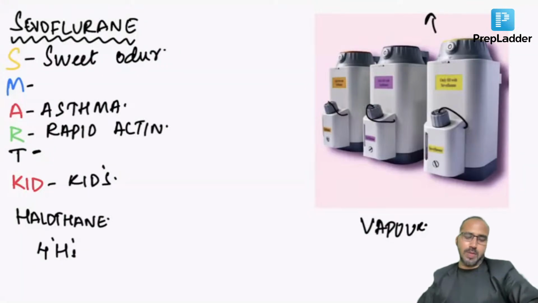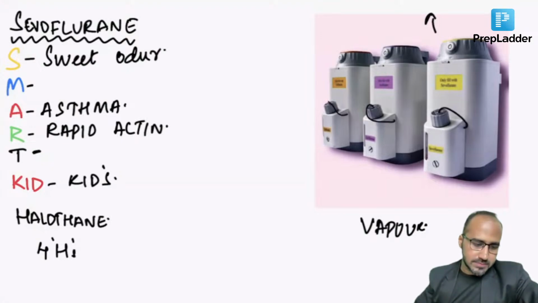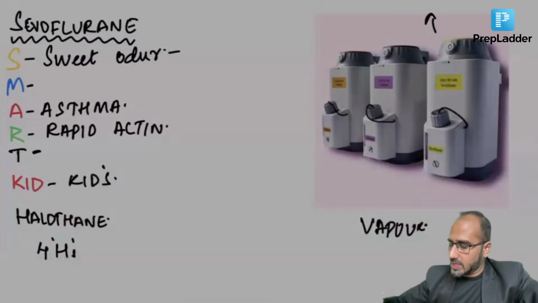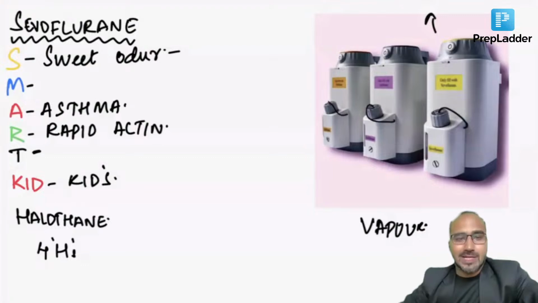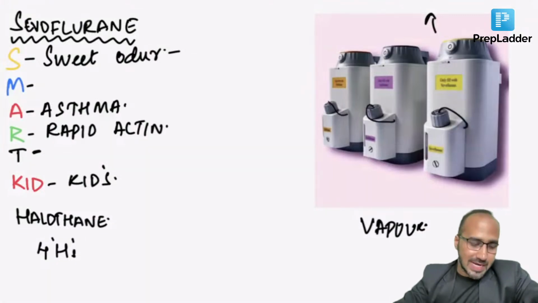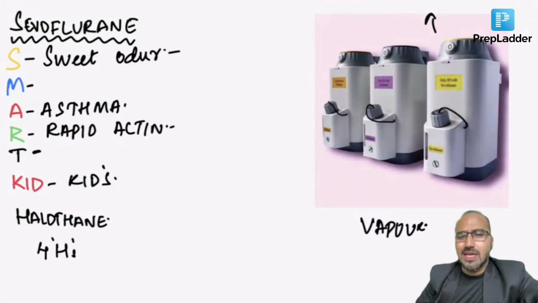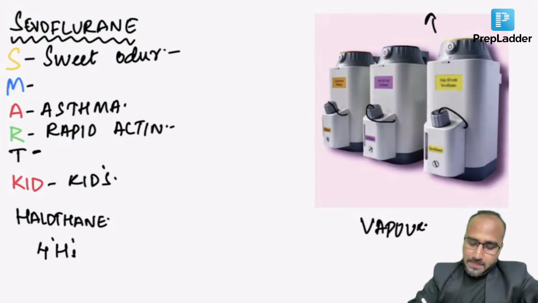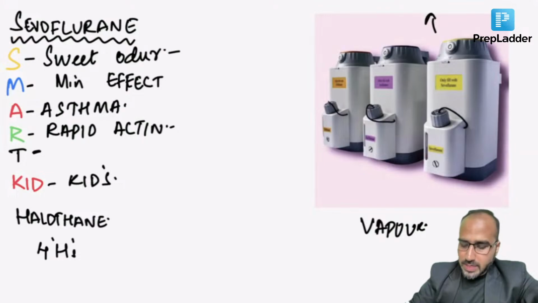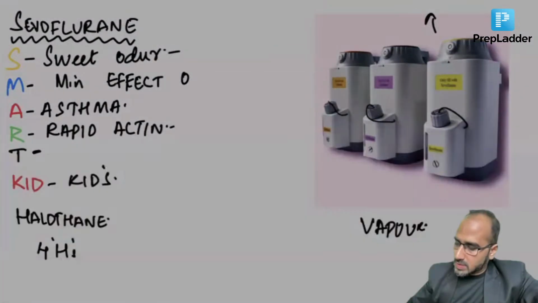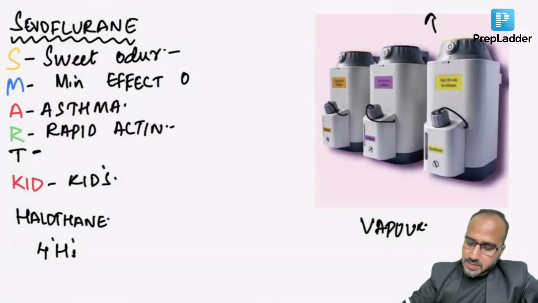So sevoflurane, you need to remember, has a sweet odor. It is used in bronchial asthma, and rapid acting. And M means it has minimal myocardial effect, minimal effect on the myocardium. Guys, sorry. Today there are very many disturbances.